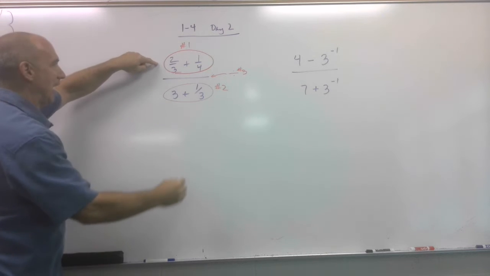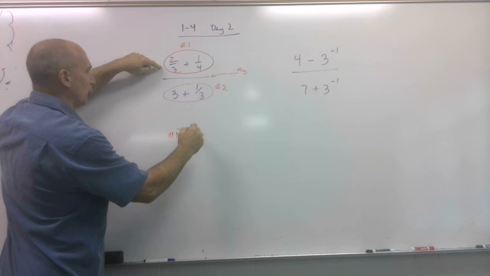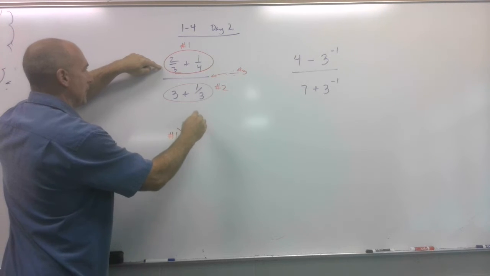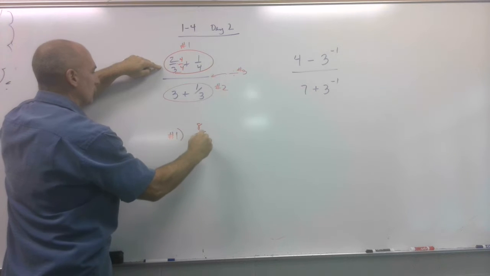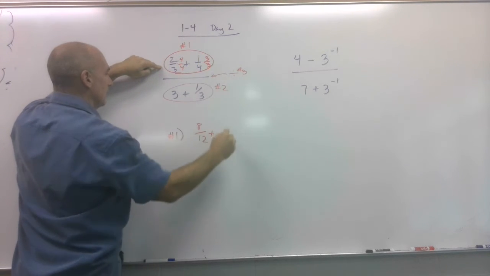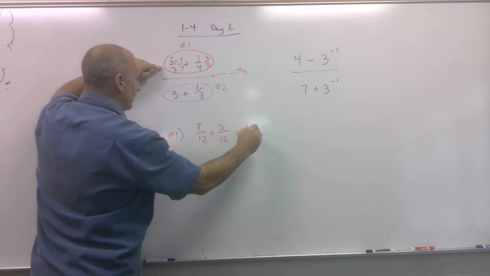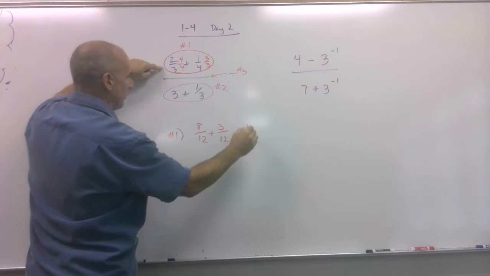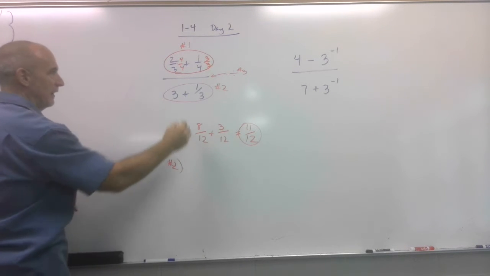So let's take care of the top. So problem number 1. 2/3 plus 1/4. We've got to find a common denominator, so I'm going to multiply that by 4 over 4. So that's 8/12 plus, I'm going to multiply this by 3 over 3. So that'd be 3/12, which would be 11/12. That's my top answer.